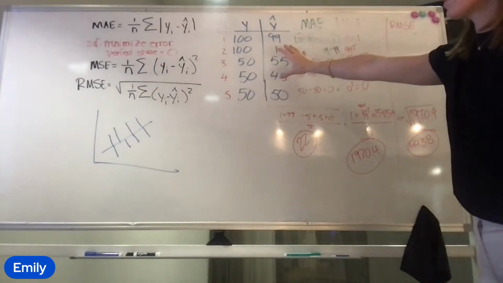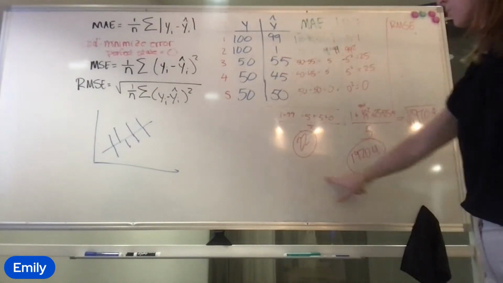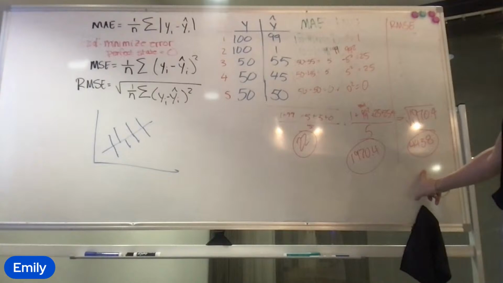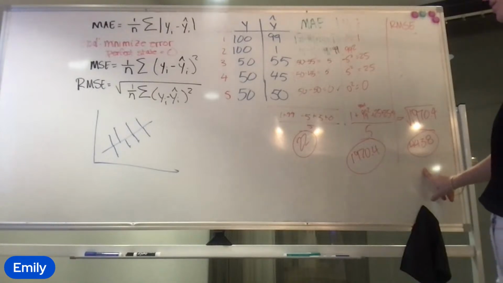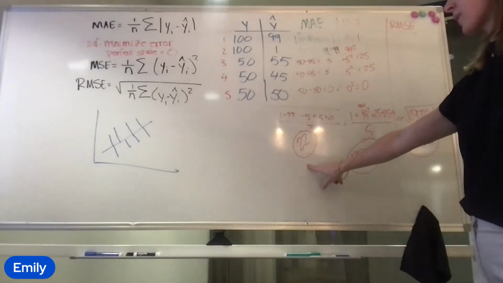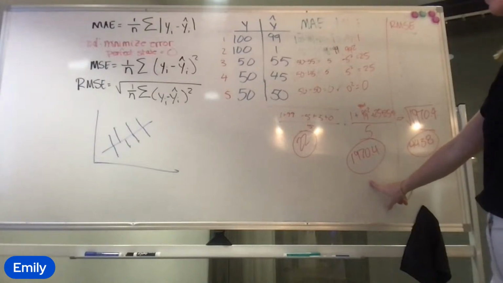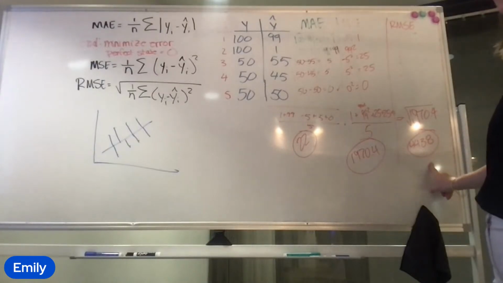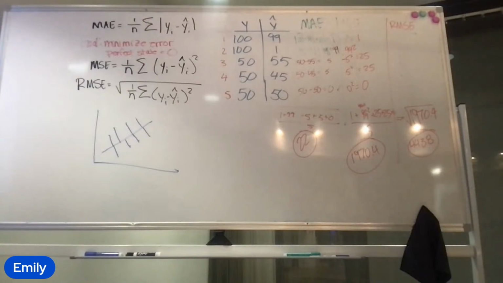Same data, same problem, 3 different ways of evaluating it, 3 different metrics that we could choose for how to pick a model. And it matters because either we're rewarding the model with this function, or we're rewarding the model with this function, or we are rewarding the model with this function. And they're not the same.